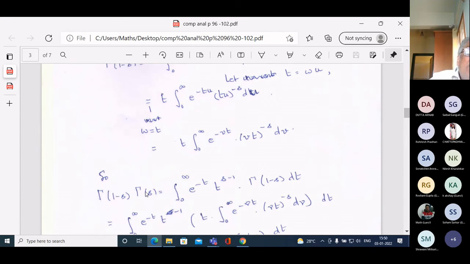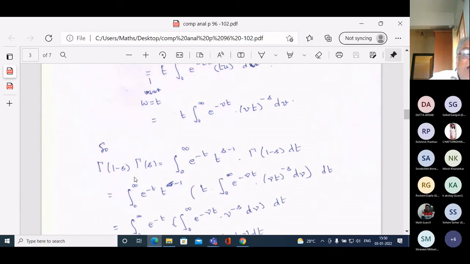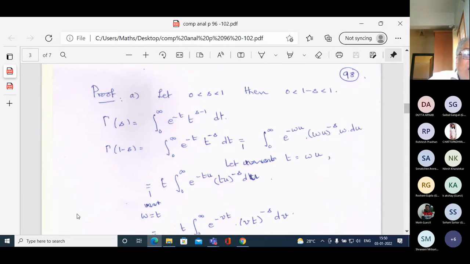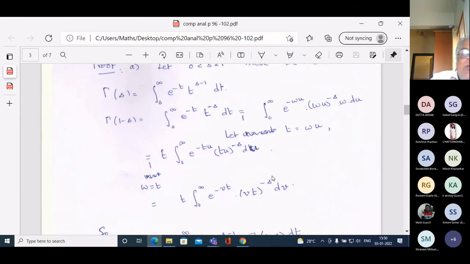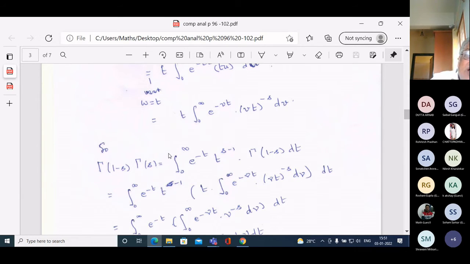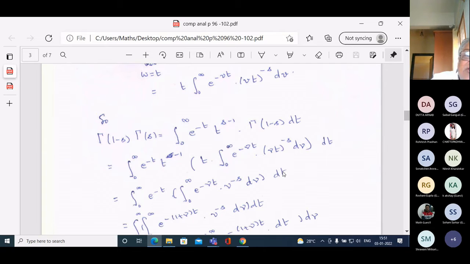Now I multiply gamma 1 minus S with gamma S. My definition of gamma S is e to the minus t, t to the s minus 1 dt. I multiply it by gamma 1 minus S, and gamma 1 minus S I'm going to write in this manner. You have to be careful that all these integrals are convergent, but you know that that is true. I substitute for gamma 1 minus s, you get this. Then obviously you bring the dt outside, so you bring the t outside.